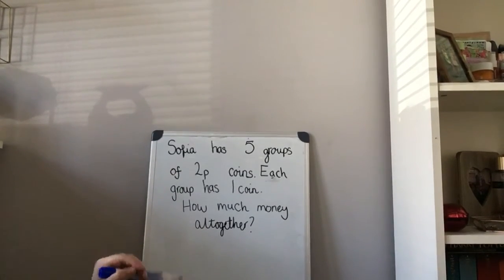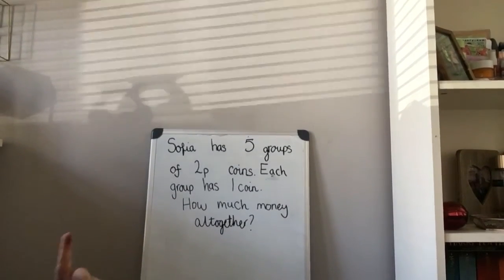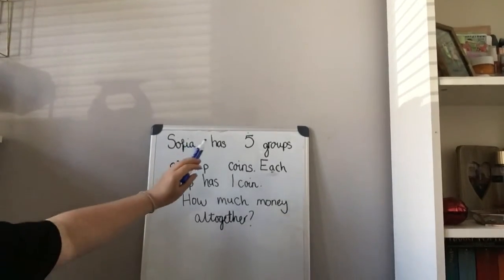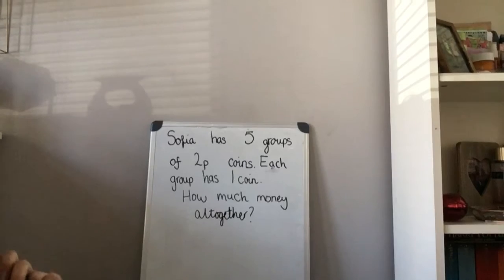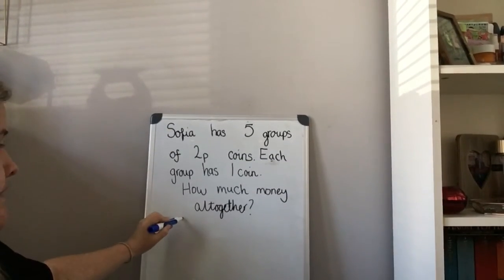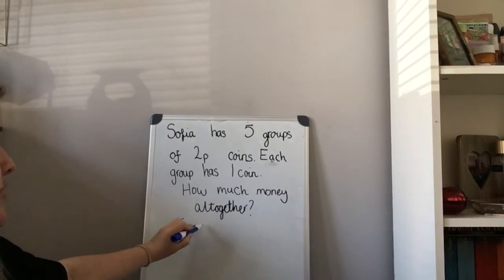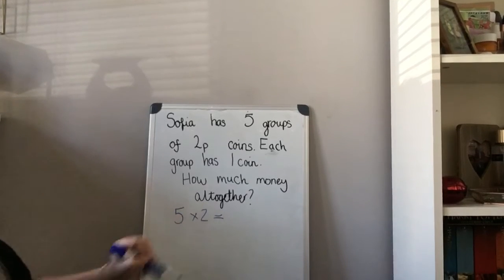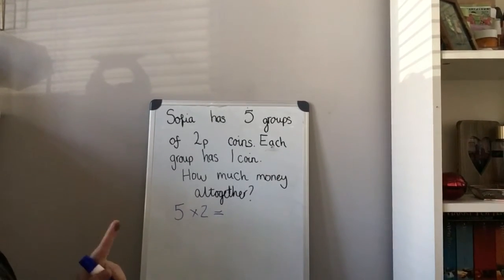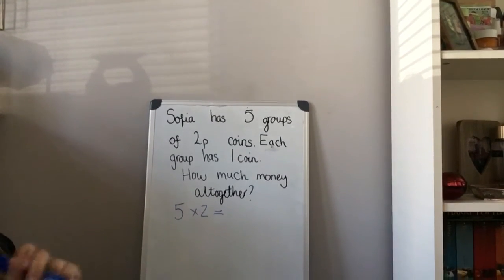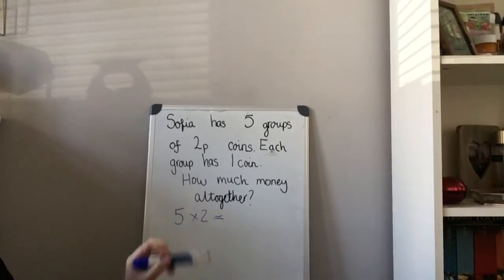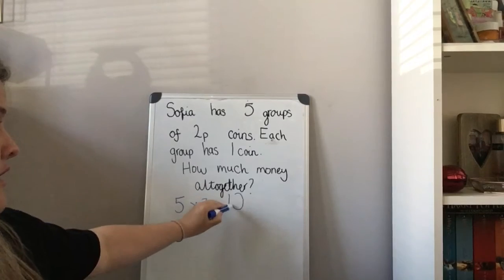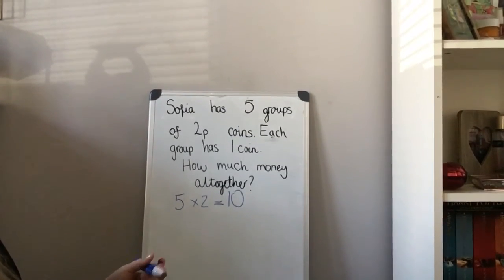Now you might see altogether and think it's adding, and you could do this by adding, but when we see groups of, then we know that it's a times table sum. So one way of doing it is we could do 5 times 2, which I know is 10 because I know my 2 times table and I know my 5. Now I'm sorry if this is wiggling, I'm having to tip the camera a little bit with my hand so you can read it. 5 times 2 is 10, or you could draw it out if you find that easier.